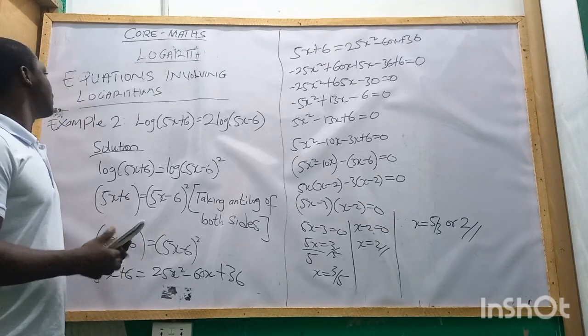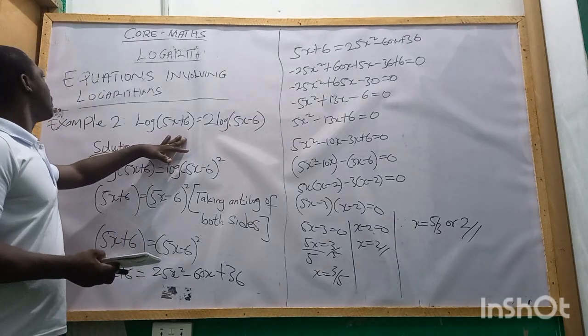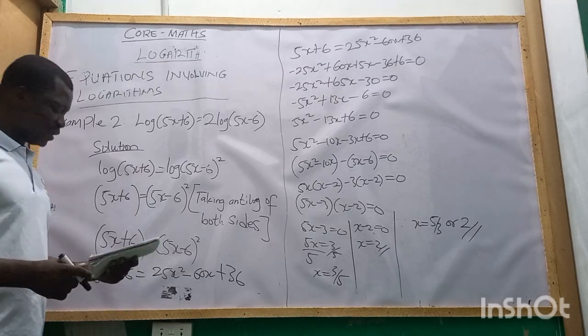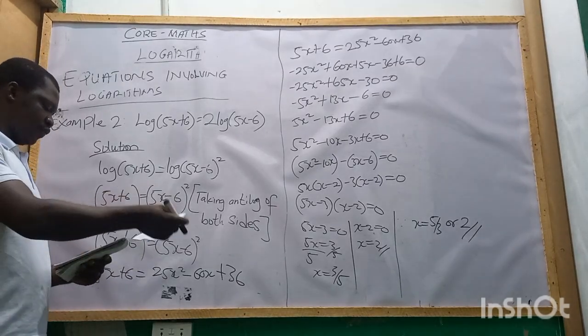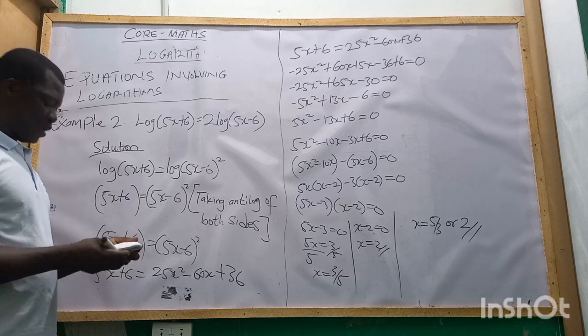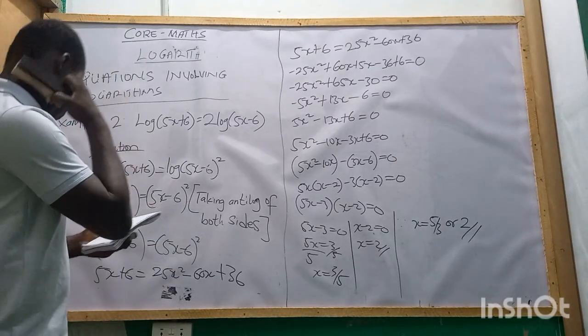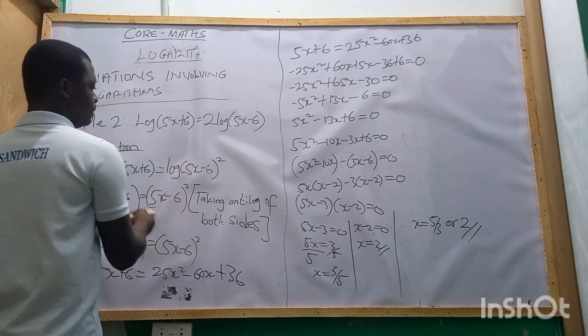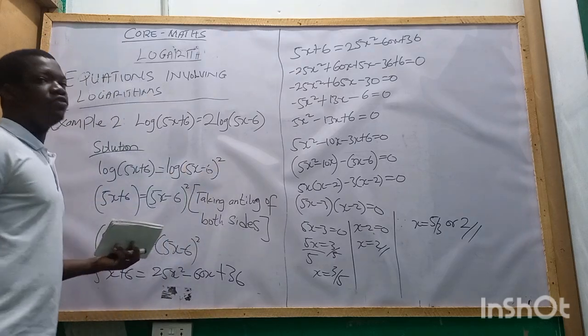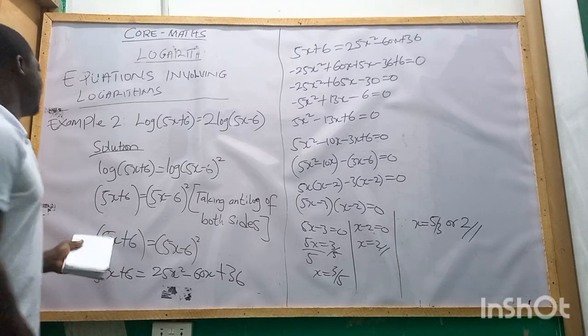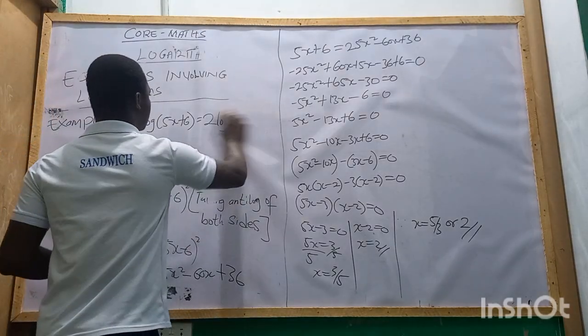Okay, so this is an example of a logarithm equation which is in the form of a quadratic. Okay, so let's move to example 3, right? So example 3. Please take your time and go through. It's not difficult, right? Take your time and go through. You will understand it. It's not difficult at all.